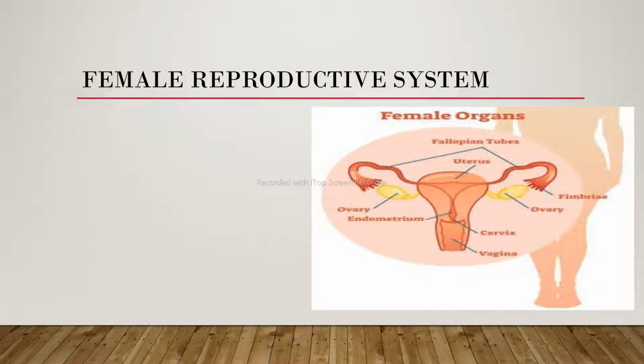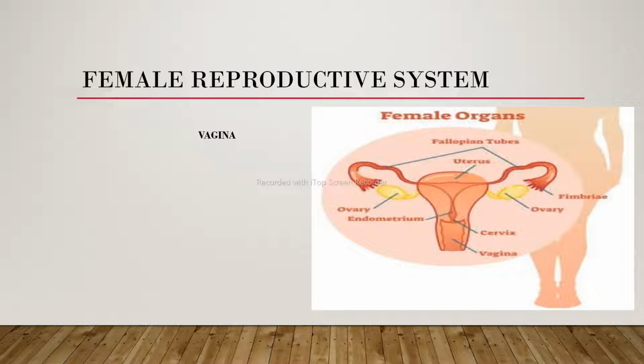Next is the female reproductive system. These are the parts that comprise the female reproductive system. So first is the vagina. Vagina is a canal that joins the cervix to the outside of the body.